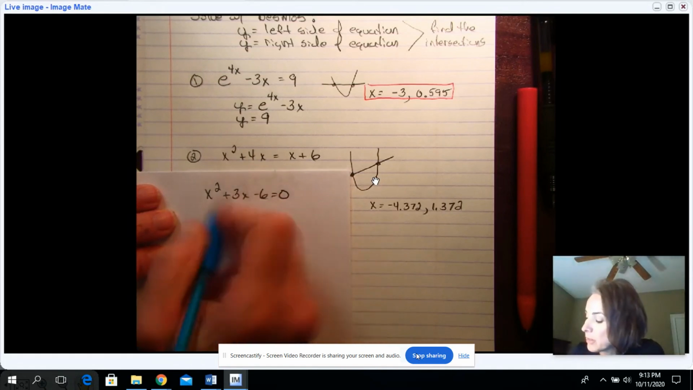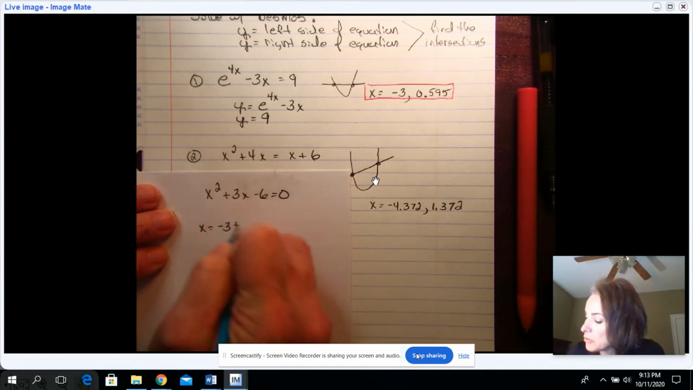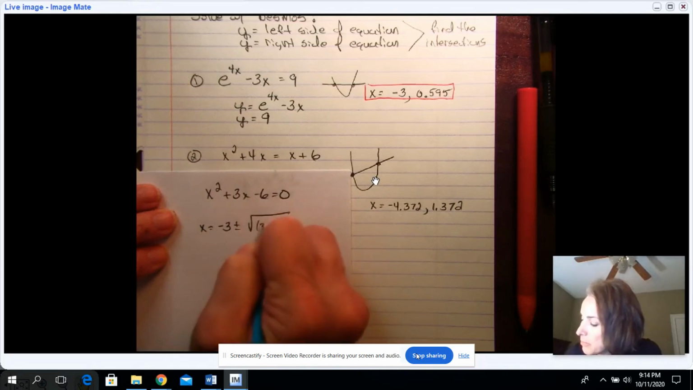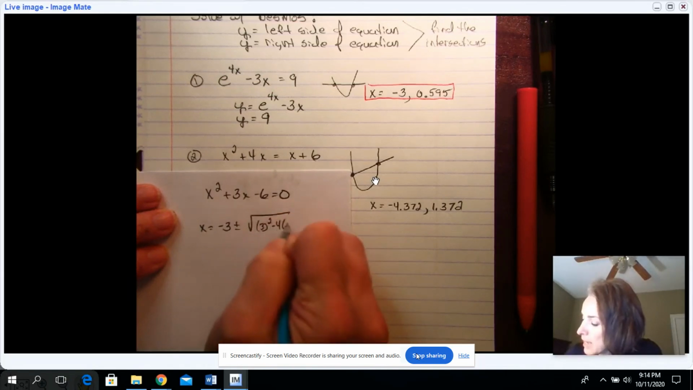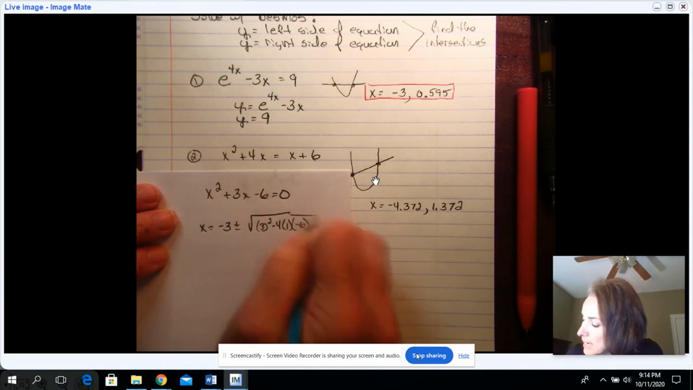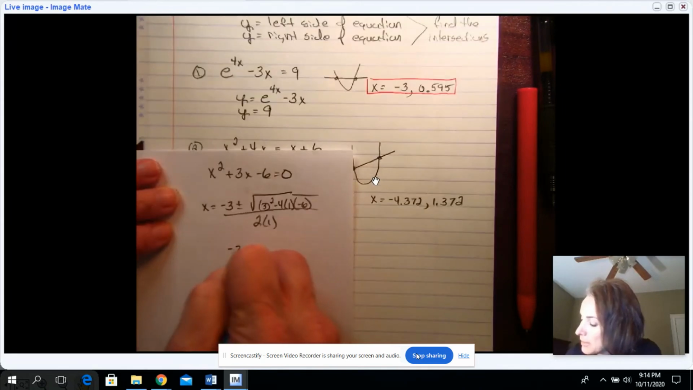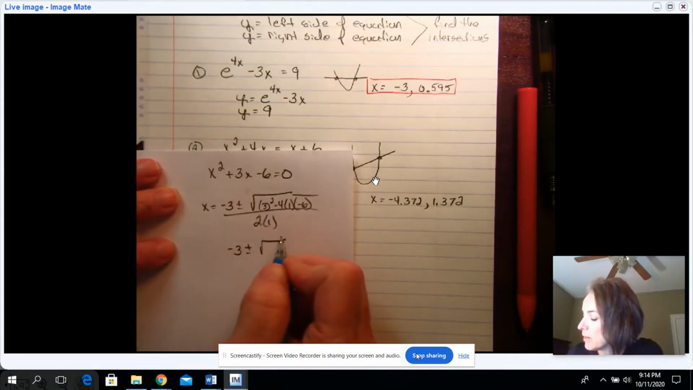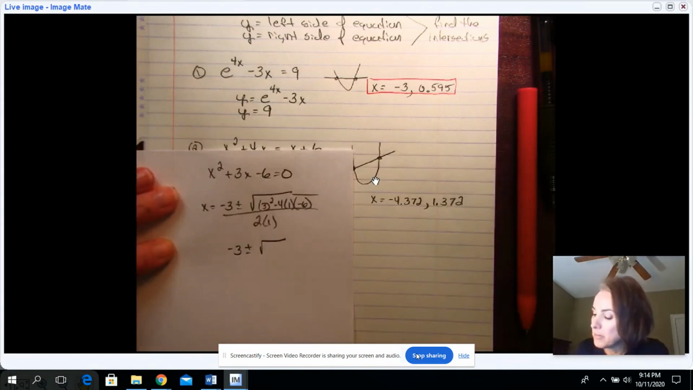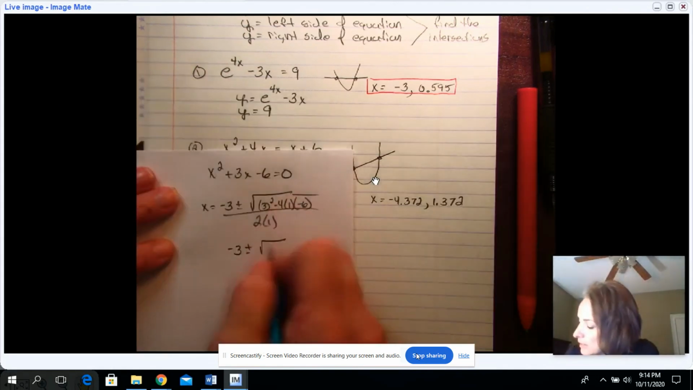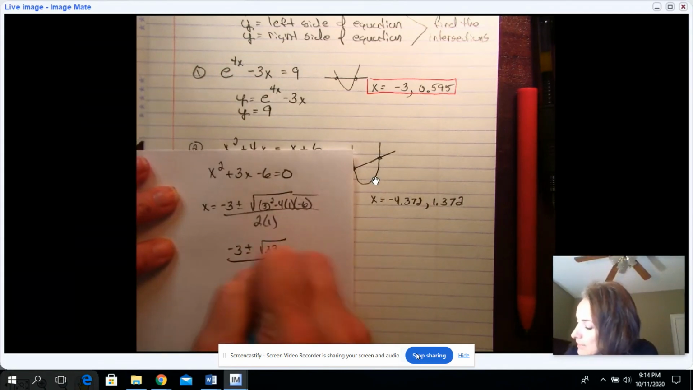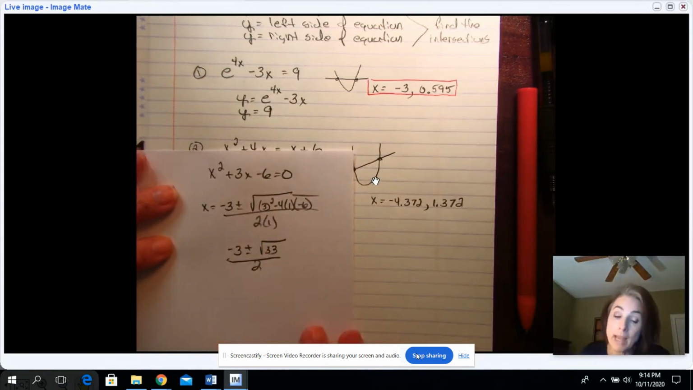There are no factors of negative 6 that would give me a 3. So I'd have to use my quadratic formula, and I would have x equals the opposite of b plus or minus the square root of b squared minus 4 times a times c, divided by 2 times a. And I would end up with negative 3 plus or minus the square root of 9 plus 24, which is 33, but let me make sure, 33, divided by 2. Now that is an exact answer, and that's what we had to have before.